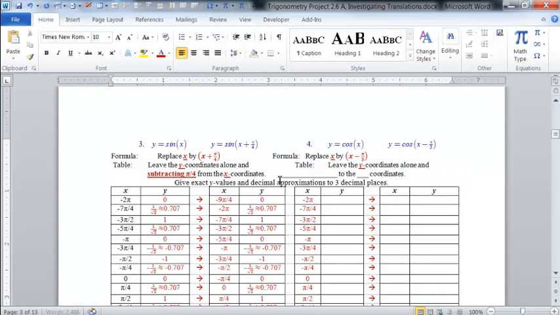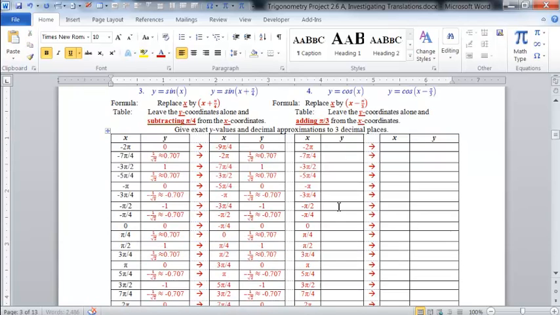And do what to the x's? This time it says x is replaced by x minus pi over 3, so we're not going to subtract, we're going to add pi over 3. So the formula is backwards, remember, to the x coordinates.